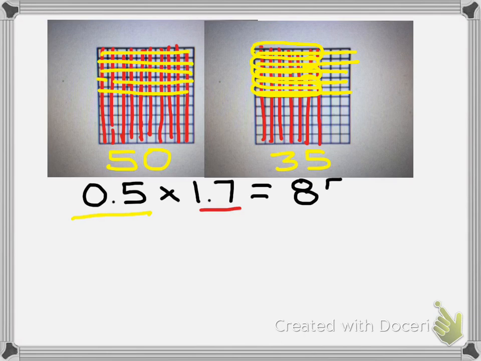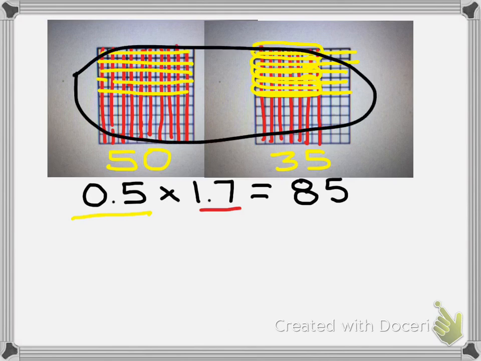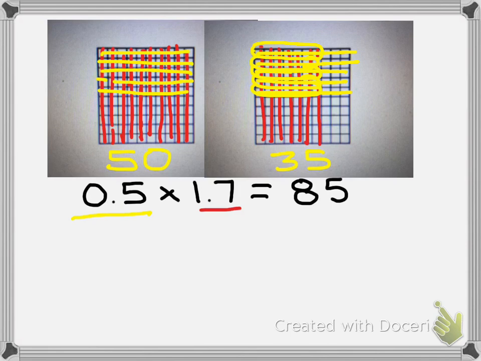85 wholes. Oh, what? We don't have 85 wholes here. It's got to be less than 2 wholes, because we only started with 2 wholes. So I think what I'm saying is I have 85 hundredths. And that makes sense to me too, because half of 17 is about 8, isn't it? So half of 1 and 7/10 is about 85 hundredths.